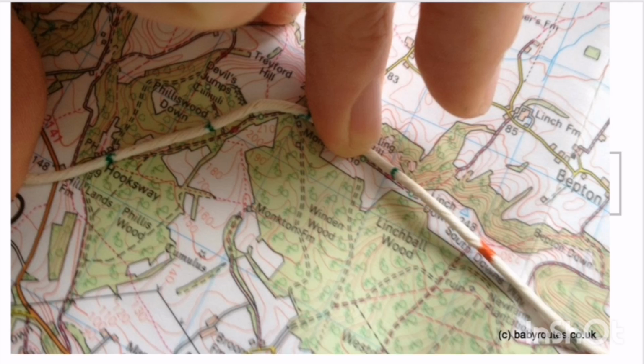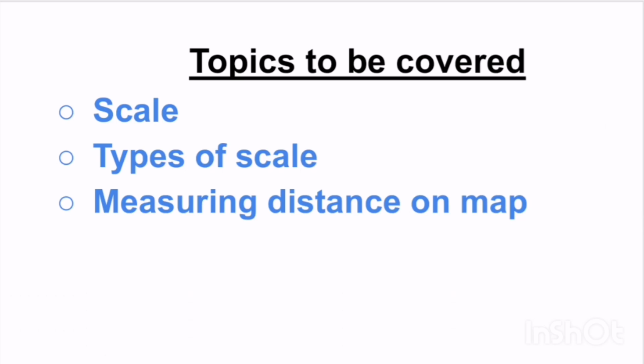these were all the topics of this chapter which we have covered, and in this way we have finished our chapter. So the topics which we discussed today were scale, types of scale, and measuring distance on map. So all the points are now covered and your chapter is finished. So students, I hope you have understood all the points. All the points I think are clear to you now.